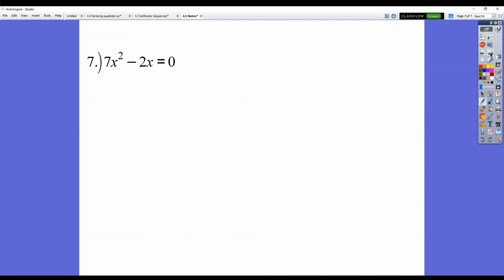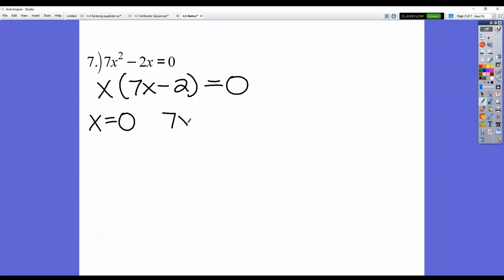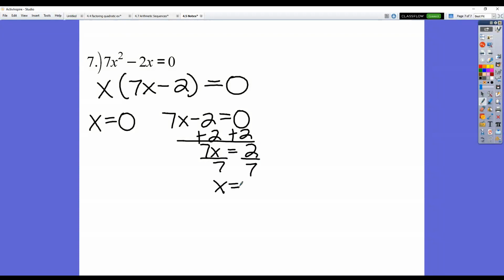Okay, the last one. This one, just take out what do they have in common? They both have an x. So that's how you factor this one. X times 7x minus 2. And then x equals 0. The graph can cross at 0. And then solve this. Add 2. Divide by 7. Graph can also cross at 2/7. So those are your zeros. That's how you solve by factoring.